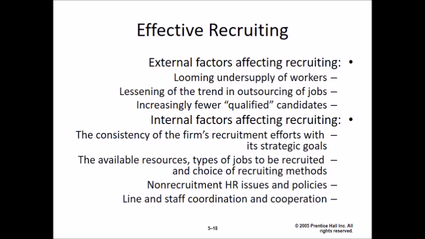There are some other factors which might affect the efficiency of the recruitment process. For example, inconsistency. Consistency means coherence, and inconsistency means lack of coherence. The inconsistency of the firm's recruitment efforts with its strategic goals. For example, HR managers may not be informed enough, so they conduct recruitment activities and recruit employees whose capabilities and skills do not match the company's aspirations and strategic goals.